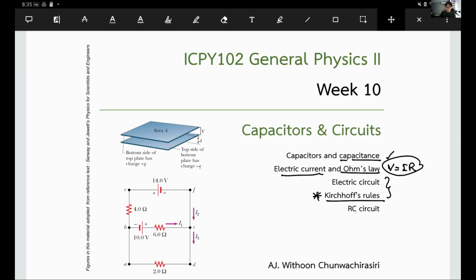Okay, and then we're going to finalize today's lecture with what happens if we plug capacitors into the circuit. So we're going to have the combination of R and C in the circuit. That's why we name it the RC circuit. Then we're going to look at some properties of this, which is not a lot at all. So it should be good. And once we have that done, we close the chapter of electricity.